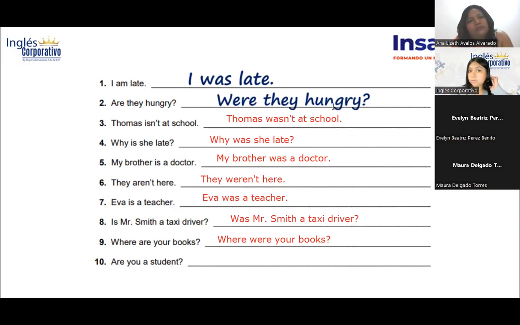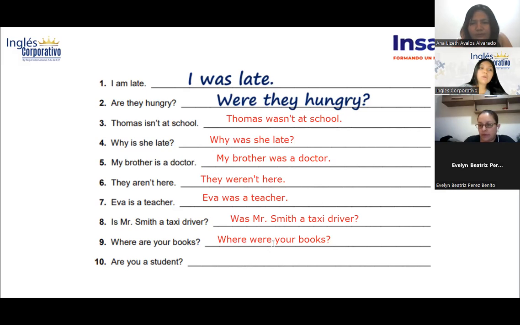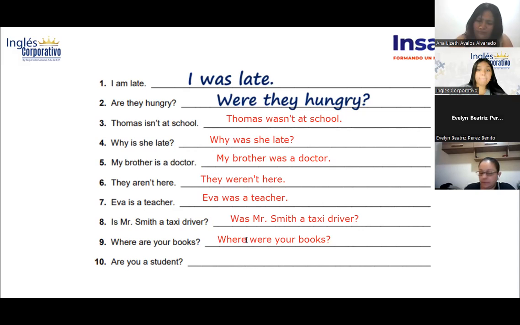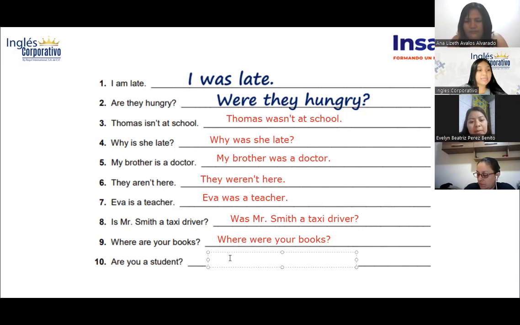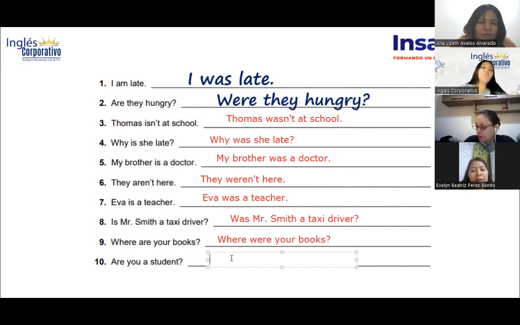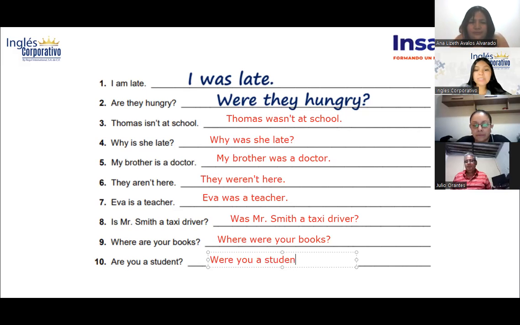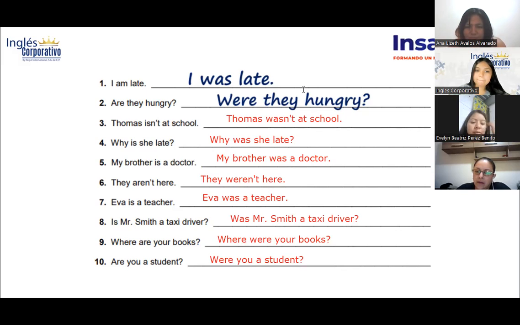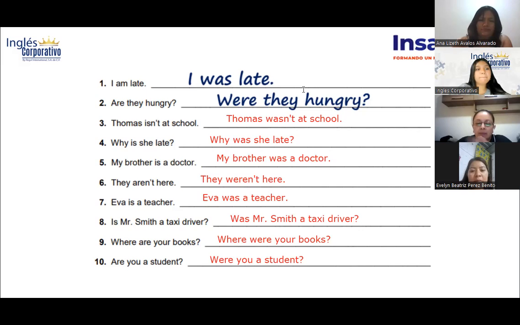Sí, que siempre confundo el was y el were. Es que los dos significan lo mismo, solamente que acuérdense que utilizamos was para terceras personas y were para primeras y segundas personas. Teacher, can you repeat this sentence, please? This one, where were your books? Es que suena casi igual, where were your books? Es la misma pronunciación. Ah, okay. And number 10. Were you a student? Muy bien.